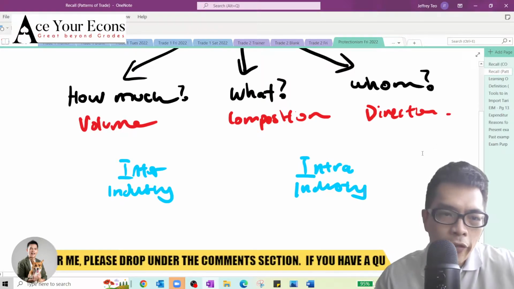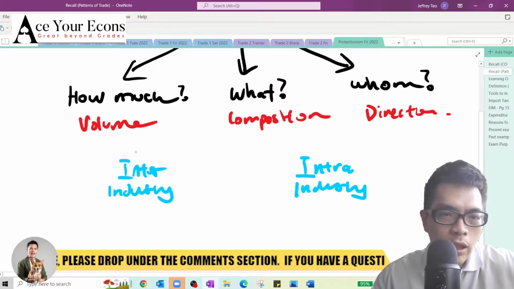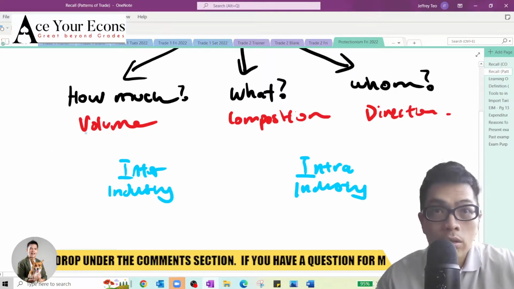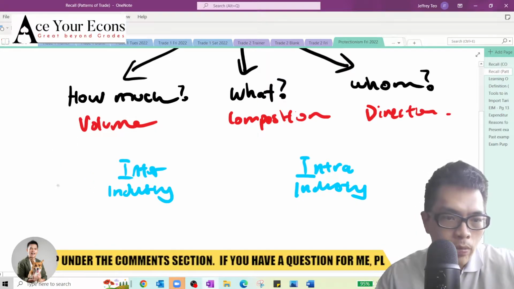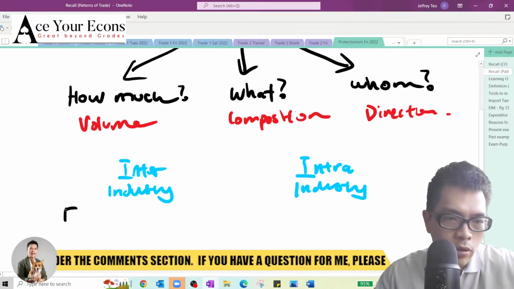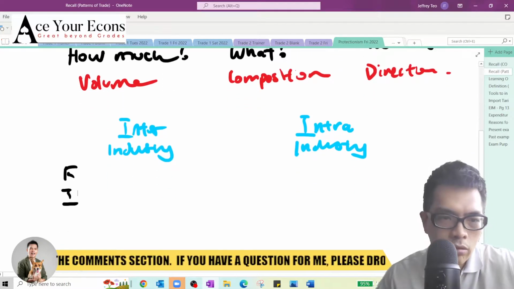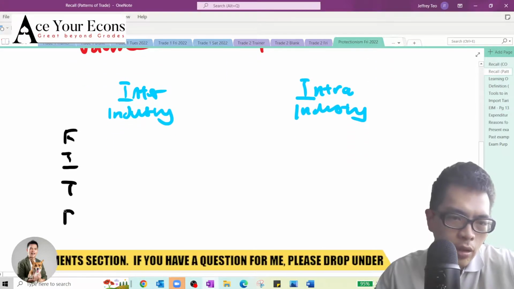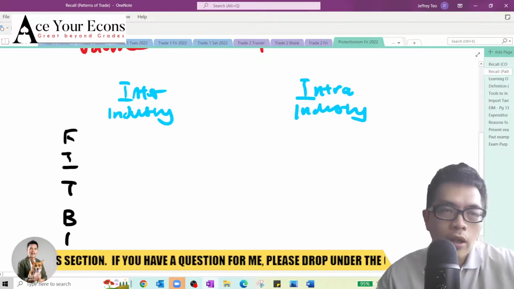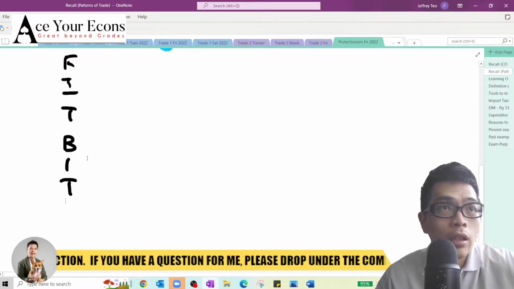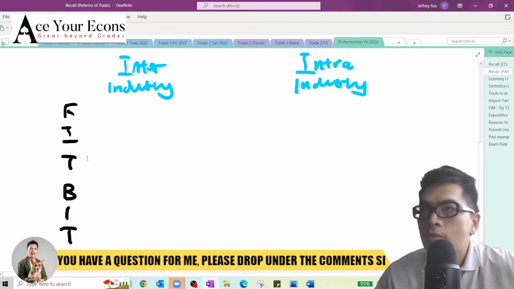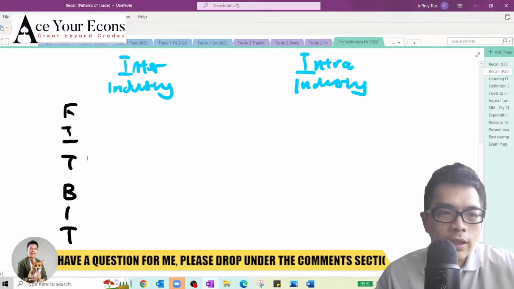Alright, so we have Fitbit. Earlier on we used inter-industry. We use Fitbit. Sorry, I run out of space. Maybe let's see if I can scroll down. Auto extension. Fitbit. Later on Fitbit will be tested. Can you all tell me what Fitbit stands for? Inter-industry. I save you all the trouble.